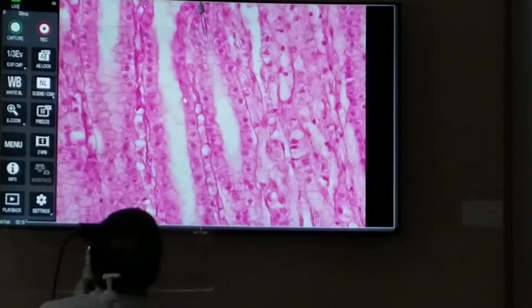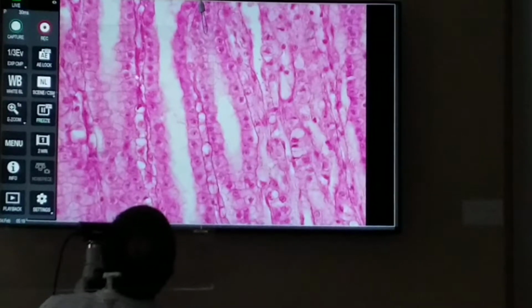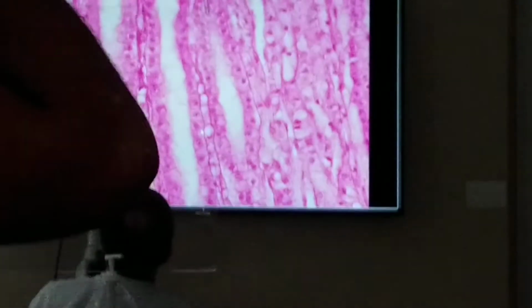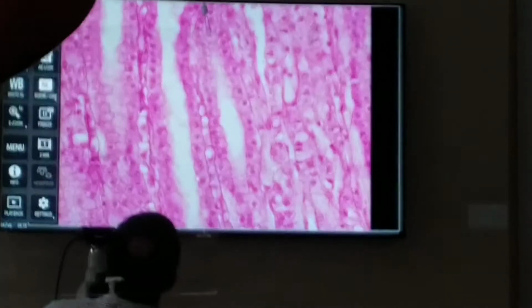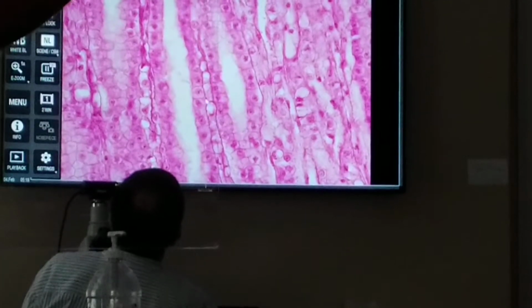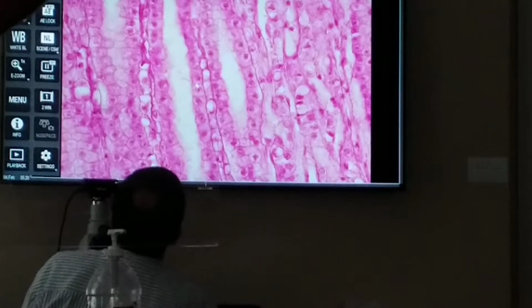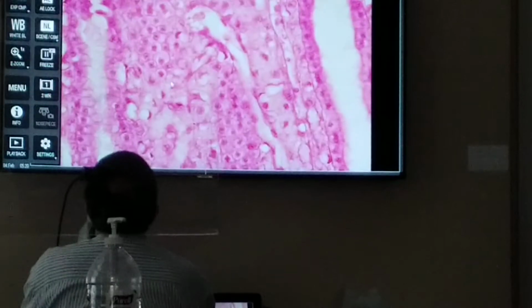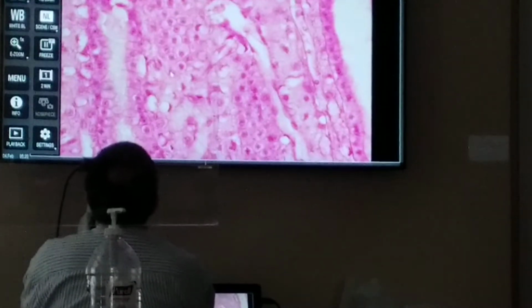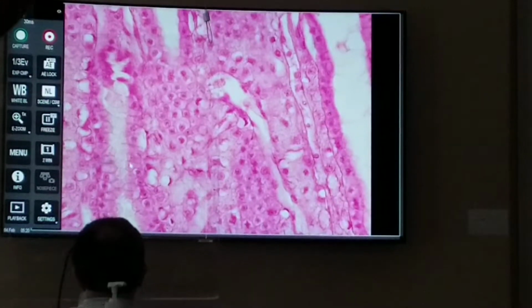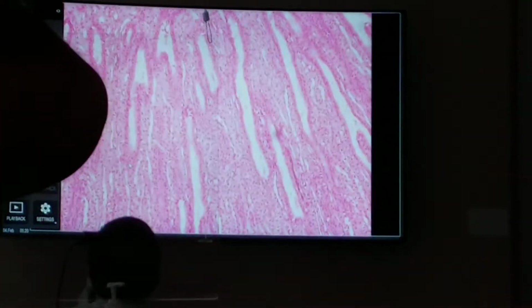Let's go higher power. So here's one tubule right here. What type of epithelium is this? Yeah, that's simple cuboidal. Now, the fact that we can see cell membranes here that separate cells, if you remember from A and P, this tells you this is the collecting duct. In fact, the collecting ducts get a little thicker as you move down toward the renal papilla. So you can see that the cells are going to become a little bit more columnar as we move toward the papilla.